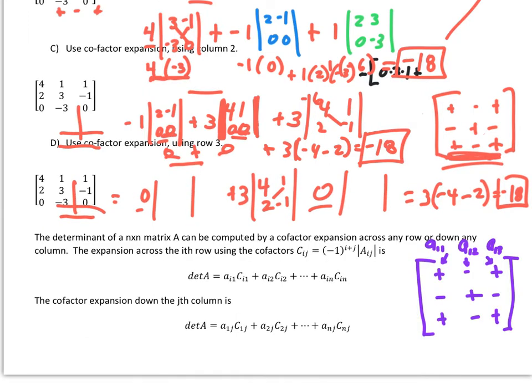So let's figure out a different way to get this plus and minus thing sorted out. Well, this is A11, and it's going to be a positive. I look at the 1, 1, and I think positive. Okay, here's A12, and I get a negative. A13, and I'm going to get a positive. Well, what is 1 plus 3? Well, that's a 4. 1 plus 2 is a 3. 1 plus 1 is a 2.